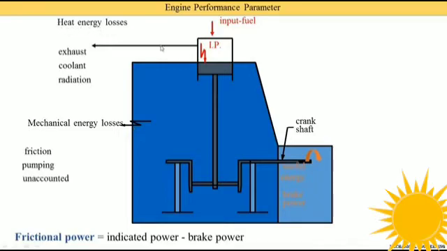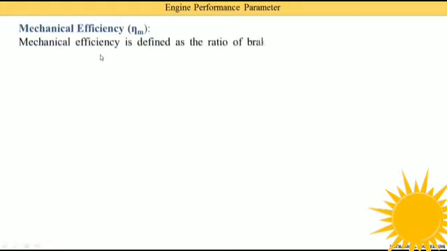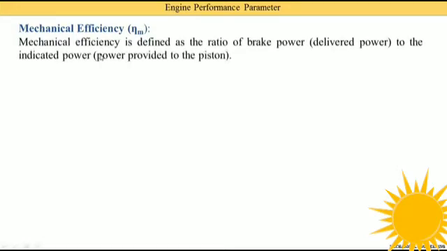The power lost due to this friction. The third point is mechanical efficiency. The mechanical efficiency is defined as the ratio of brake power, that is delivered power, to the indicated power, which is provided by the piston. You can call it output power and input power or produced power.